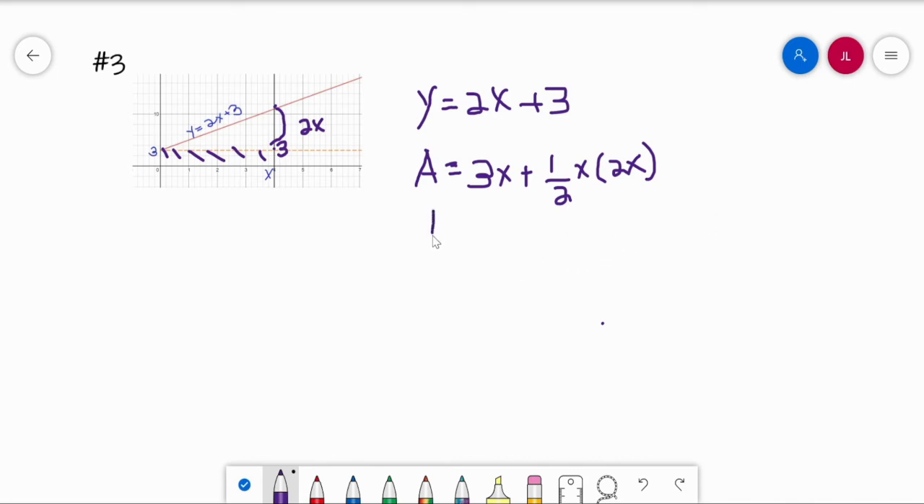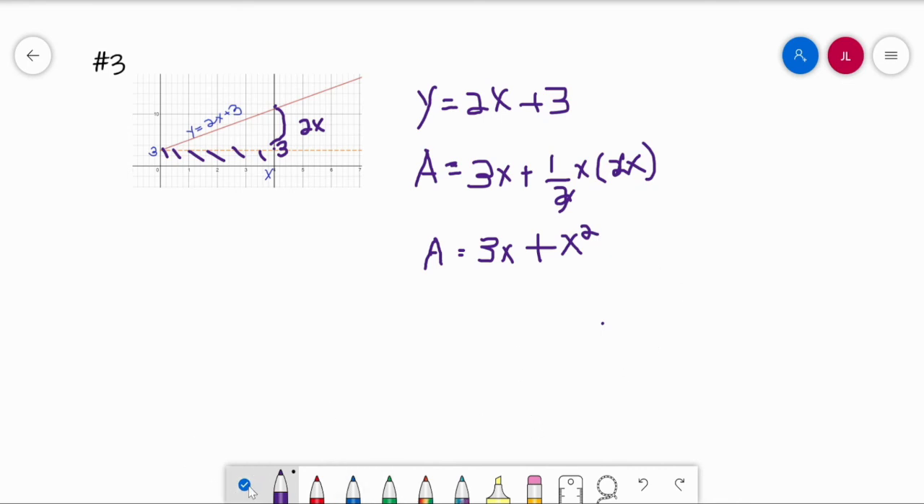But if we simplify this, the area of that trapezoid is 3x. Oh, this is not coming out pretty. Let's try this one more time. I want it to come out at least dignified. The area is 3x plus the 2's, 2 over 2 is 1, so just x times x, x squared. Let's just really make that look like an x.